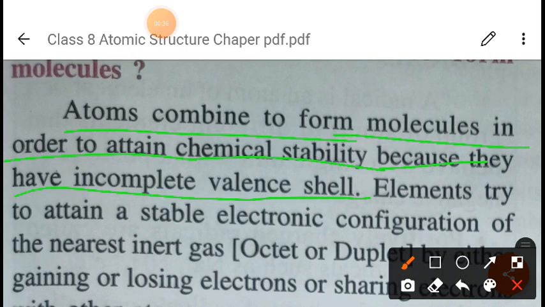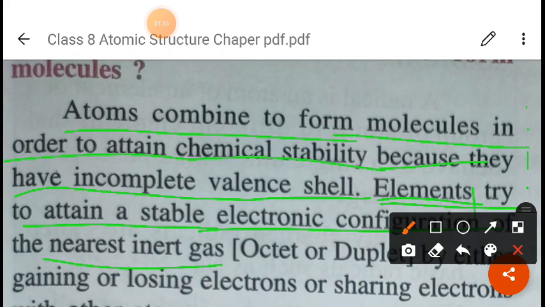Why are these atoms combining to form molecules? There are two reasons. First is to attain stability, and the second one is to complete its octet, or we can say to complete its valence shell, or outermost shell, right? We have discussed this. Now, next is elements. These elements try to attain the stable electronic configuration of the nearest noble gases, either in the form of an octet or in the form of a duplet. We have discussed this, right?